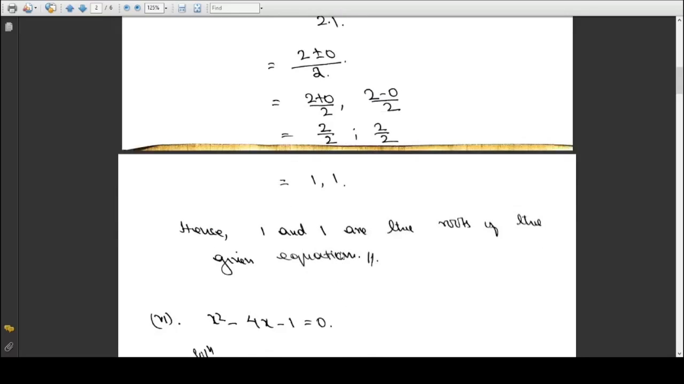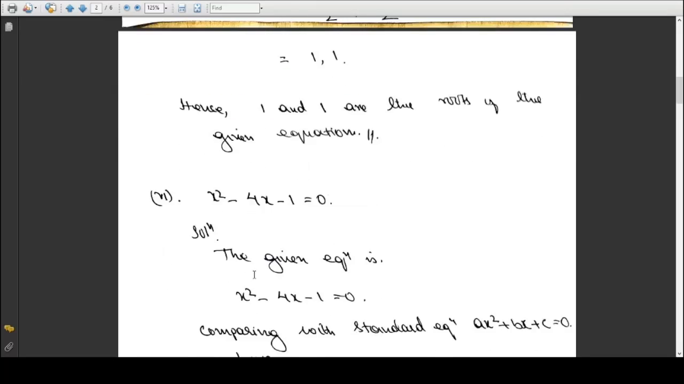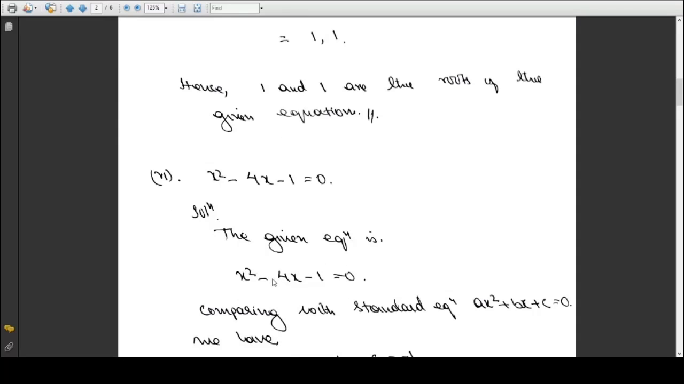A very simple thing, you just have to practice with it. Number 6, the given equation is x square minus 4x minus 1. What is a? A here is the coefficient of x squared, which is 1. B is the coefficient of x, which is minus 4. C is the constant, which is minus 1.